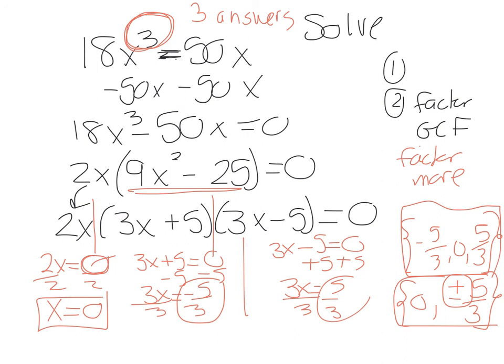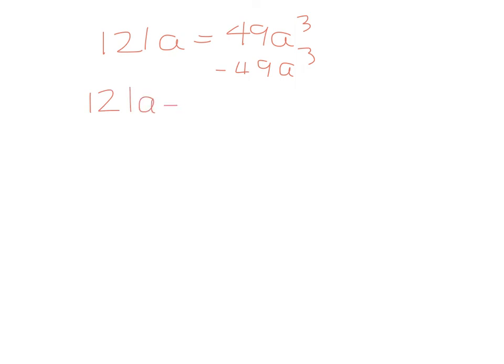Okay, let me do another one of those. Let's do 121a equals 49a to the 3rd. So if I started by setting equal to 0, and I subtracted here, negative 49a to the 3rd, I'd have 121a minus 49a to the 3rd.